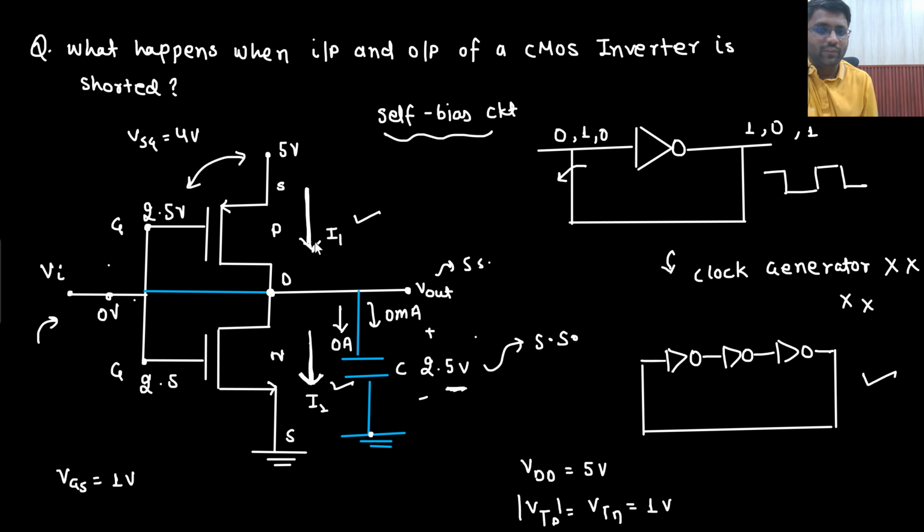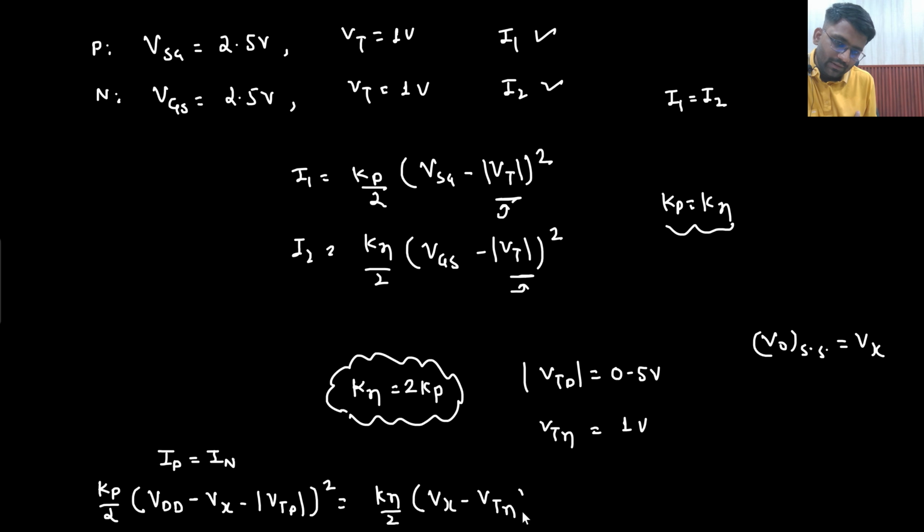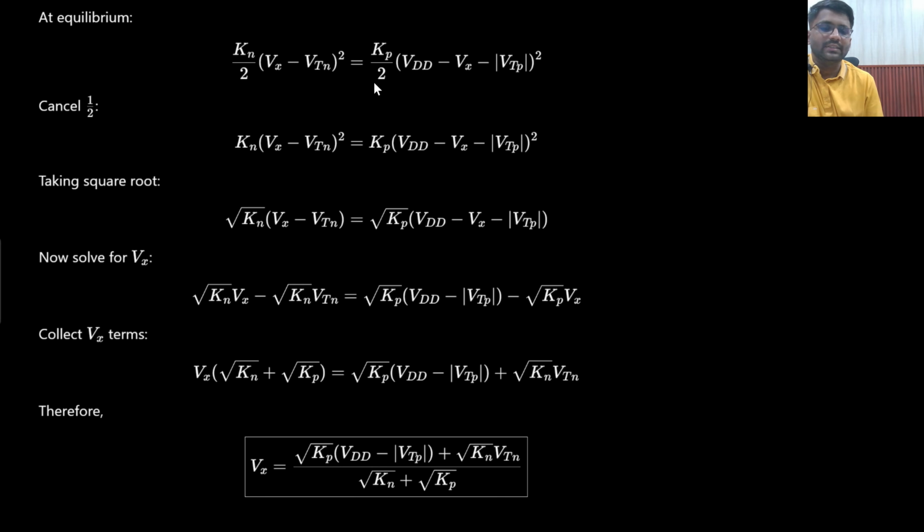Here I wrote 2.5 because I had made an assumption, right? So this voltage I need to find out, minus the mode of Vtp, whole square, would be equal to what? Kn by 2 times Vgs minus Vtn, whole square. Just equate them, get the answer. This value you would know, this value you would know, the ratio Kn by Kp you would know. So from here you would get the value of Vx.